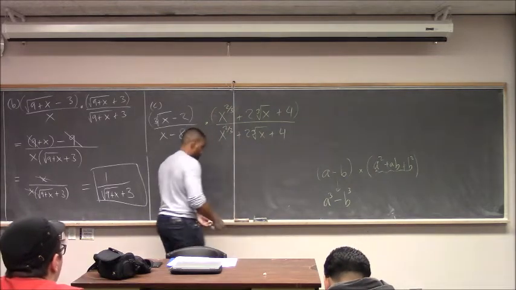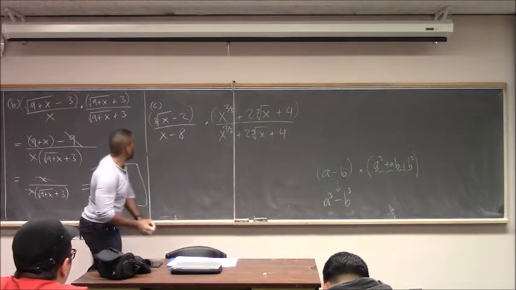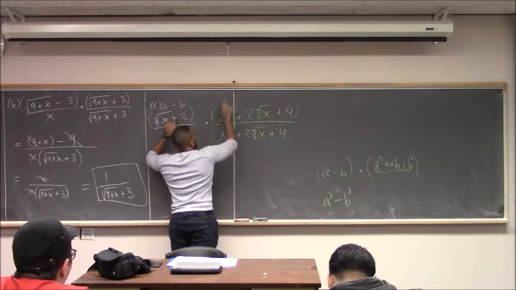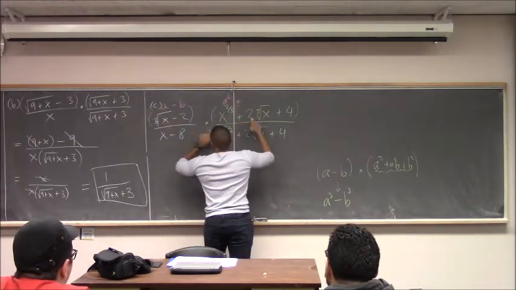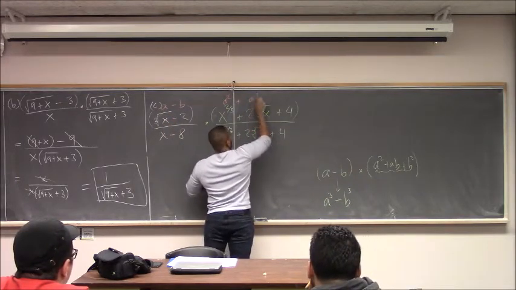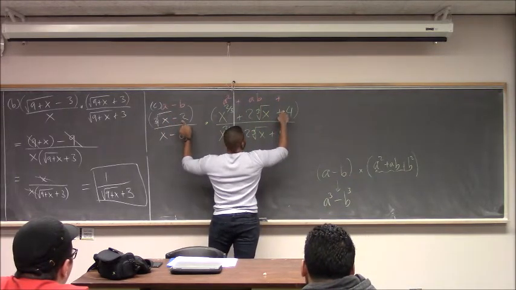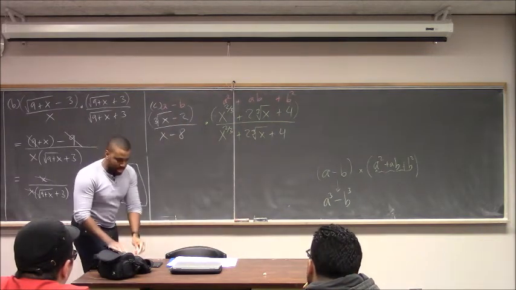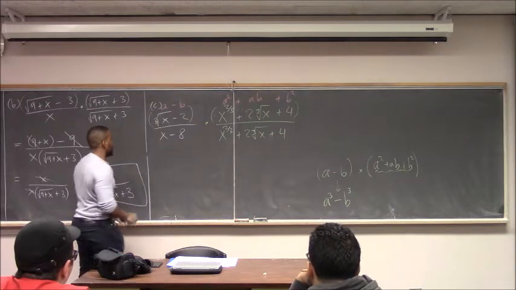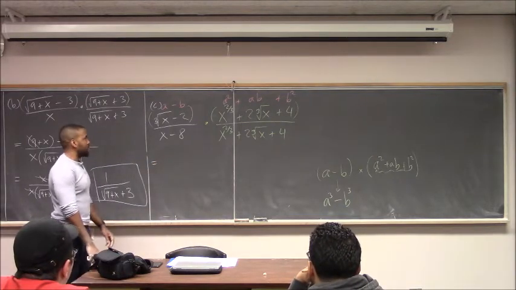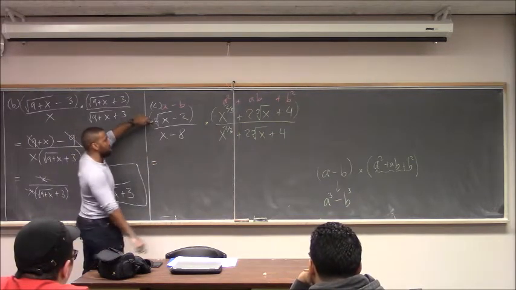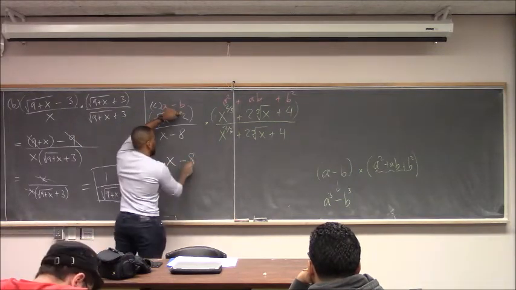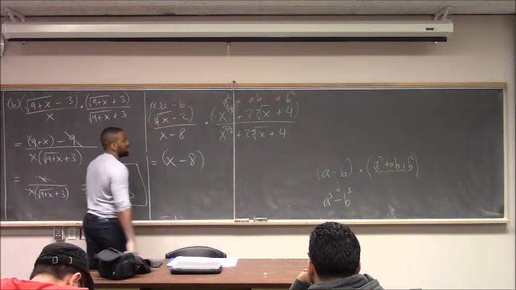So now, why is that? It's because now you'll notice what I have here is a minus b. This would be a squared, plus this would be a times b, and this would be the b squared. 2 squared is 4. So if I multiply by that monstrosity, which looks really ugly to begin with, it actually simplifies very nicely. It'll just cube this, which will give me an x, minus it'll cube that, which will give me an 8. So the entire numerator simplifies to that.